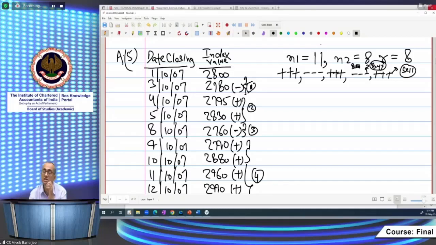So this market is predictable. It means this market is an inefficient market. Inefficient means the share market can be predicted. The index value can be predicted. अब फिर efficient पे आ जाते हैं.